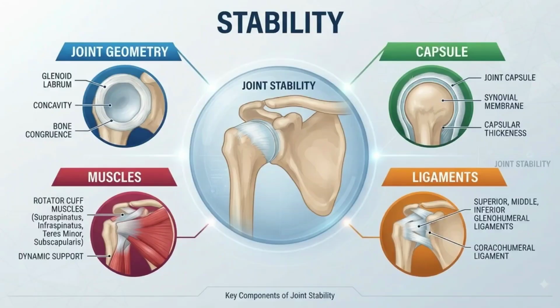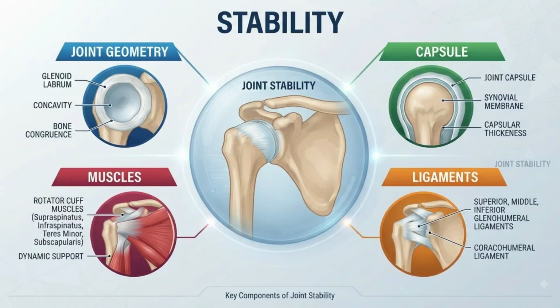Now, let's discuss joint stability. Joint stability refers to the ability of a joint to maintain appropriate alignment and control during movement and loading. Stability is not provided by one structure; it is the result of several factors working together. These include joint geometry, the capsule, ligaments, muscles, tendons, and neuromuscular control.